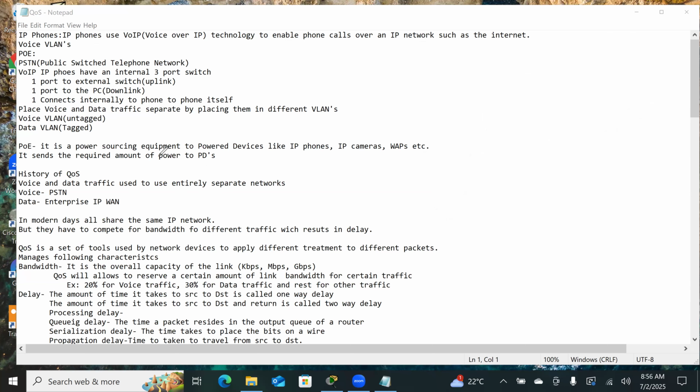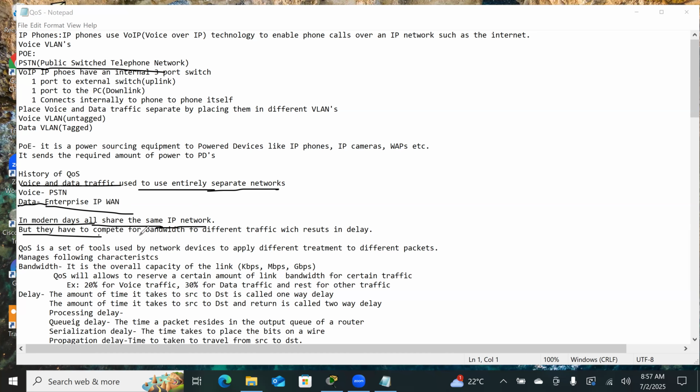Next, we will see what exactly the history of quality of service is, and why we started using quality of service. So here, voice and data traffic used to use entirely separate networks before. As I already said, voice used the PSTN, the public switched telephone network, and data used the whole enterprise IP WAN. But now, in modern days, all share the same IP network. They share the same internet to send both voice and data traffic.